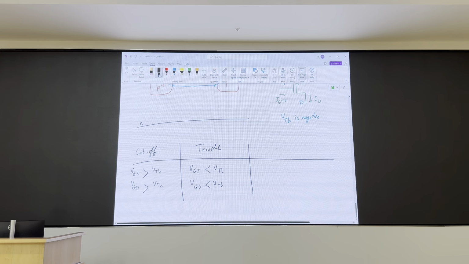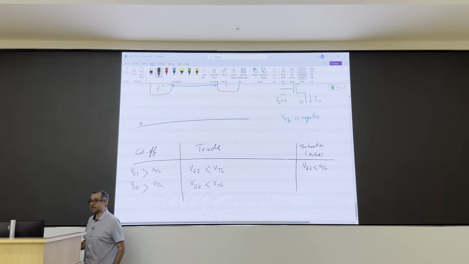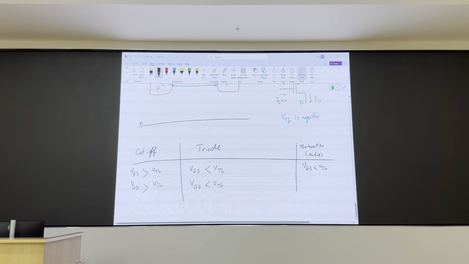And for saturation or active, VGS is less than the threshold voltage, more negative. Instead of -1, I have -2, right? But I don't have a channel at the drain, so VGD is larger than VTH.